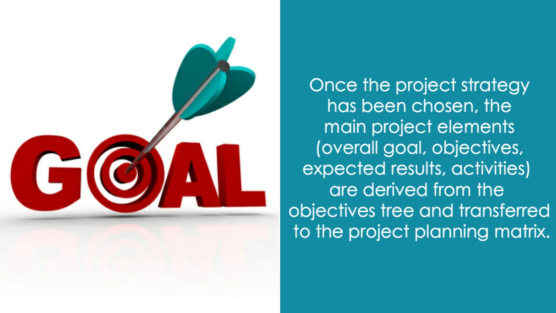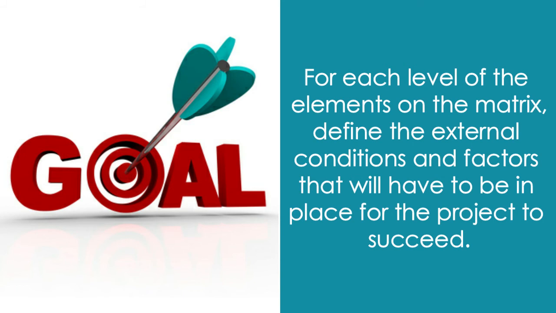Once the project strategy has been closed, the main project elements, overall goal, objectives, expected results, and activities are derived from the objectives tree and transferred to the project planning matrix. For each level of the elements on the matrix, define the external conditions and factors that will have to be in place for the project to succeed.